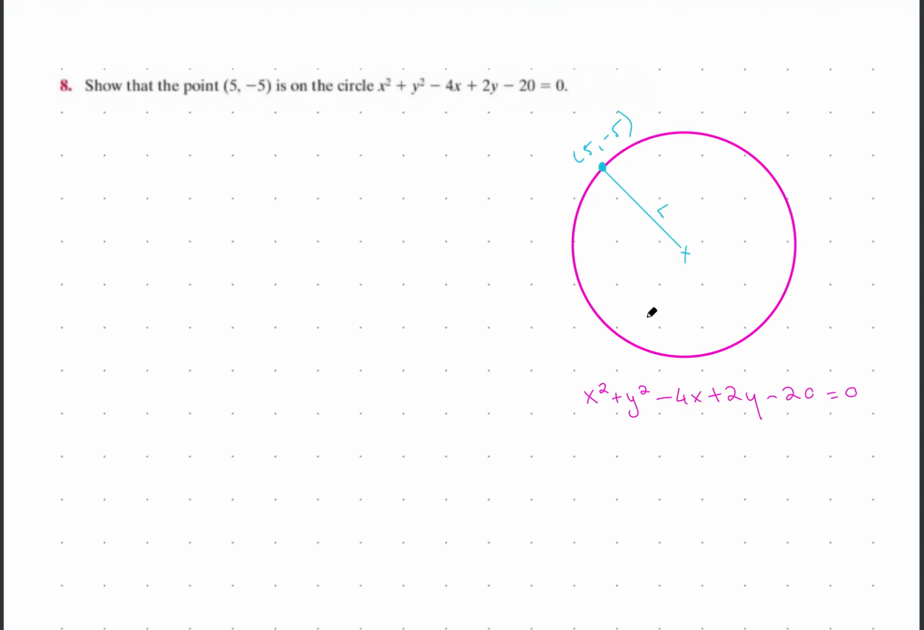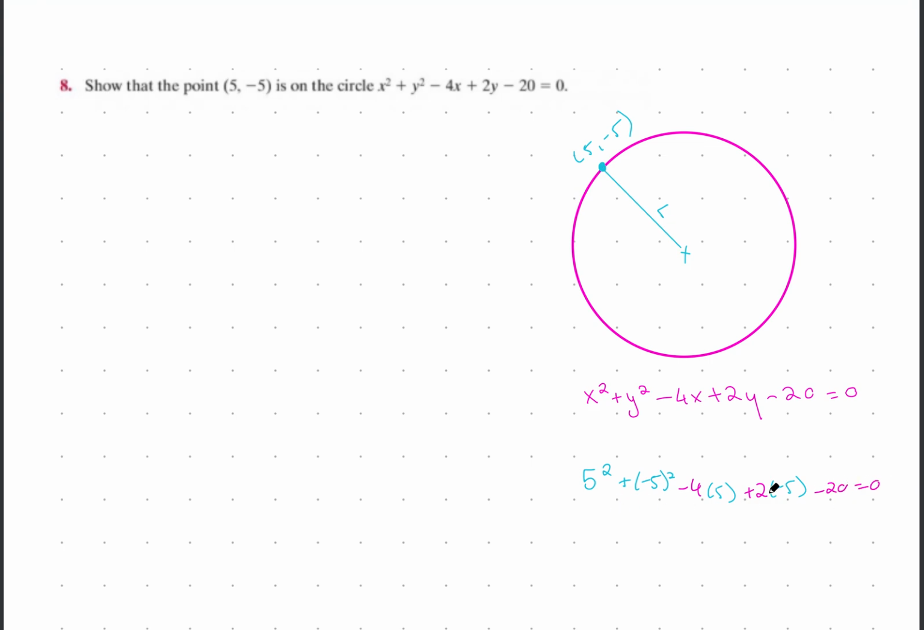So there's two ways that you could tackle a problem like this. If a point is definitely on a circle, it satisfies the equation. That's the first thing we could do here. So I could try and write 5 squared plus (-5) squared, and then I would have my minus 4 by 5, plus 2 by y, which is going to be minus 5, minus 20, and we can prove that the equation is satisfied.